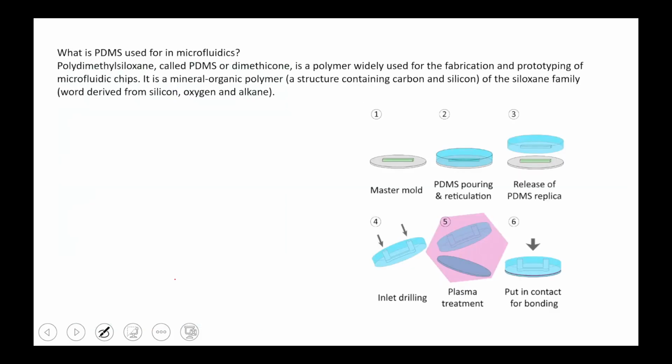So why do we use PDMS? Polydimethyl siloxane, called PDMS, is a polymer widely used for fabrication and prototyping. It is an organic polymer of the silicone family. We use it for its sticking property, when we want more sticking on a surface.